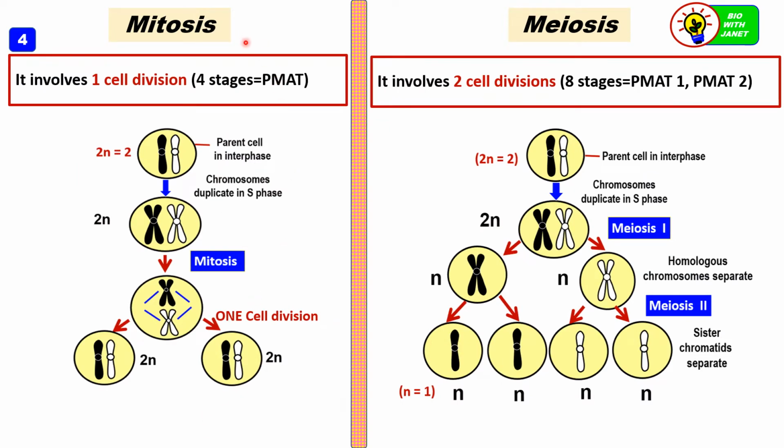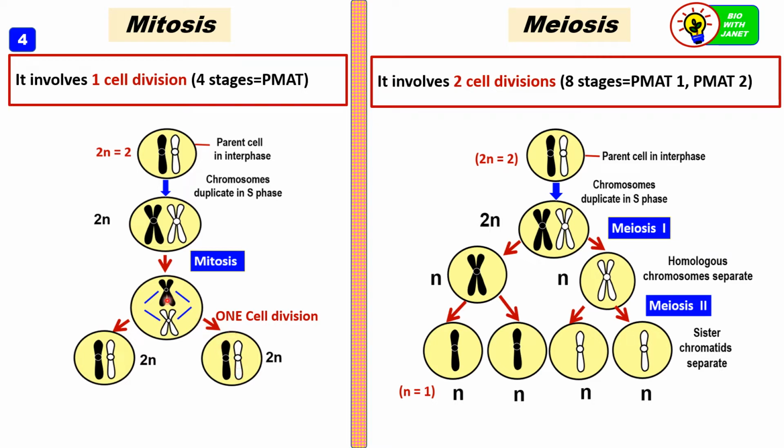Next, for difference number 4, let's discuss the number of cell divisions in mitosis and meiosis. Now, for mitosis, it involves only one cell division. That is, after the 4 stages, prophase, metaphase, anaphase, and telophase, PMAT. Then comes the cytoplasmic division, which is cytokinesis, right? And then 2 daughter cells are formed. So it's this part here that we are discussing. All right. So mitosis occurs, and after that, one cell division occurs.